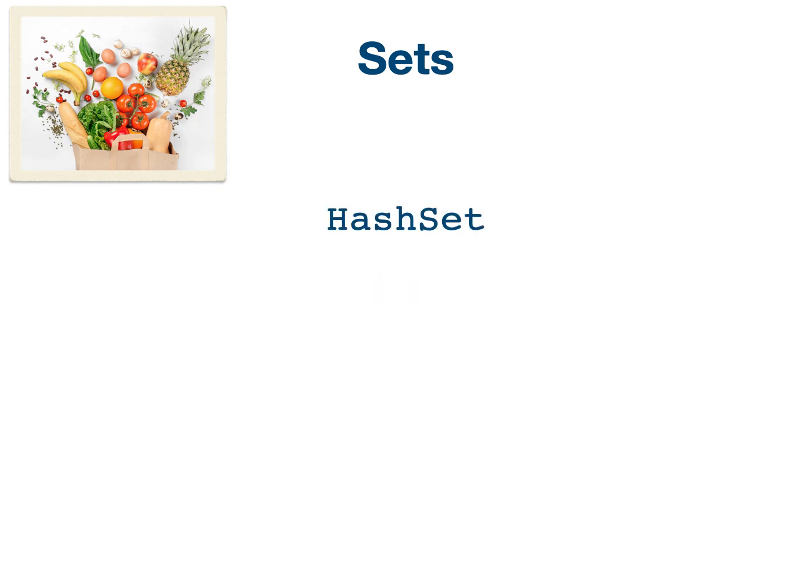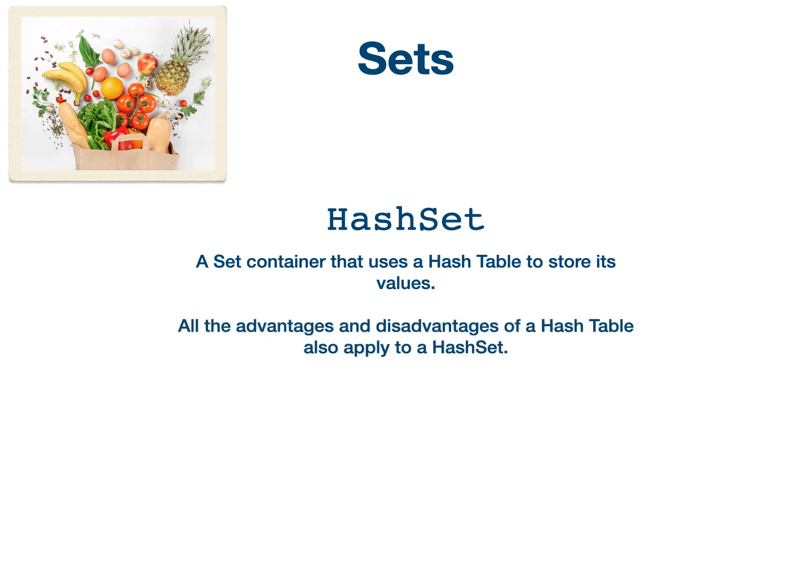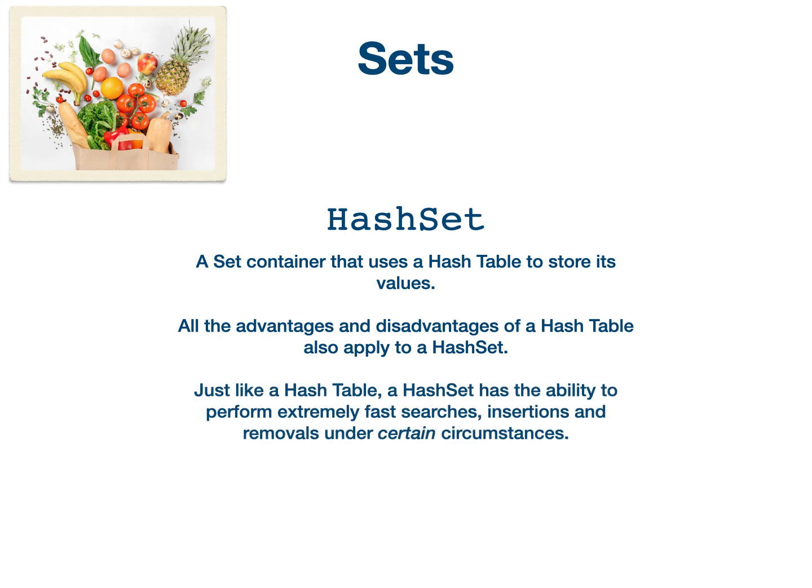Lastly, we're going to discuss the hash set. A hash set is a set container that uses a hash table to store its values. All the advantages and disadvantages of a hash table that we discussed earlier this year also apply to a hash set. Just like a hash table, a hash set has the ability to perform extremely fast searches, insertions, and removals under certain circumstances. So, again, under certain circumstances, the hash set can be much faster than even a binary search tree. It can be faster than a tree set.